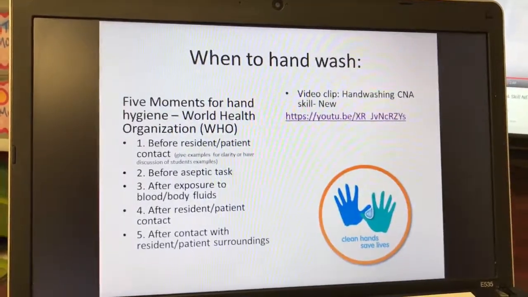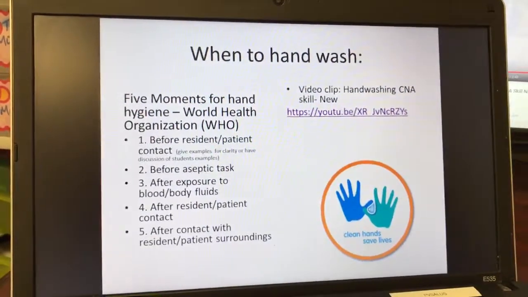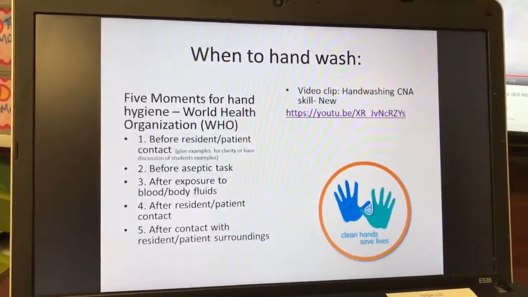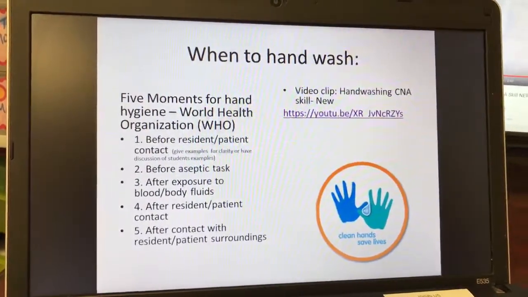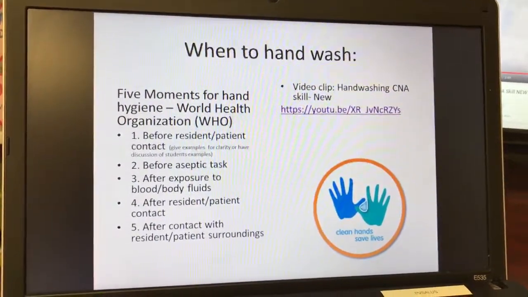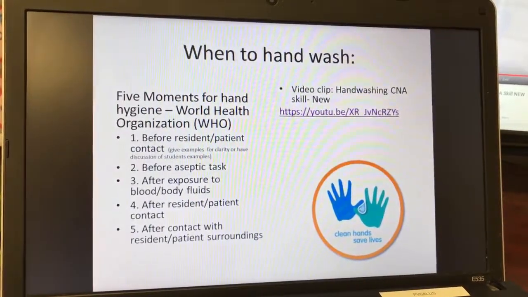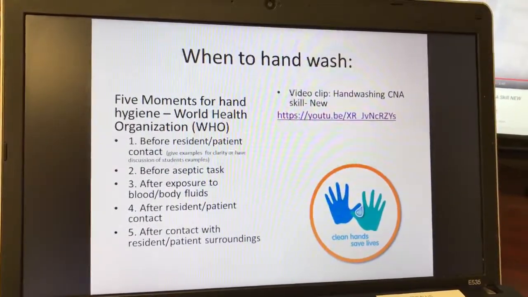When to wash hands. Five moments for hand hygiene from the WHO, not the band, World Health Organization. Number 1, before resident and patient contact. Here we can give examples or stop and ask students for their feedback.